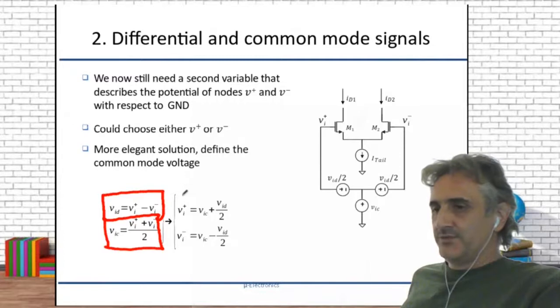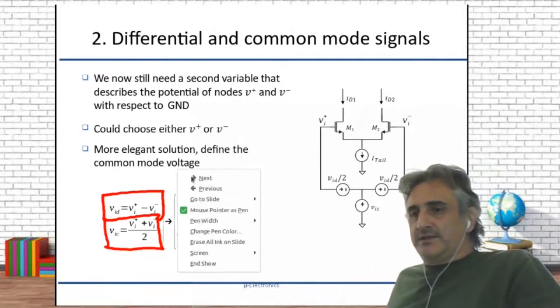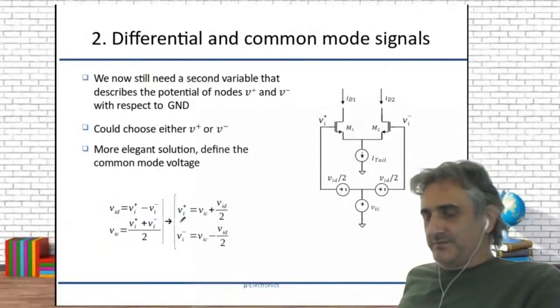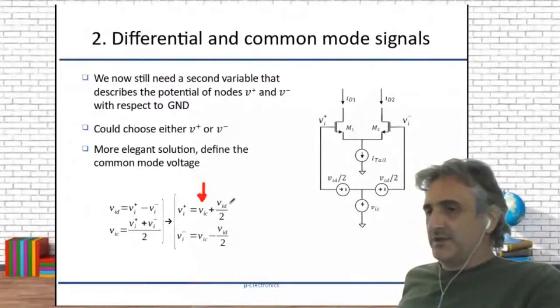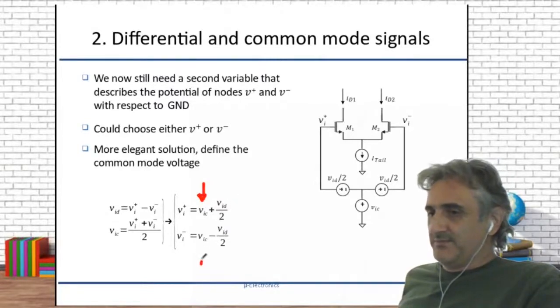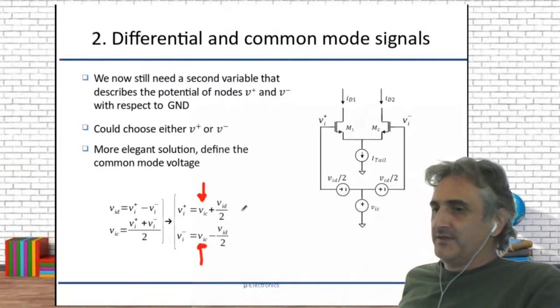We are looking for a more elegant solution, which is defining the common mode voltage. What's the common mode voltage? We define the common mode voltage as this, the average of the inputs. And the differential is just the difference between the inputs. Using these two definitions, it's very easy to see that the input V plus equals the common mode voltage plus 1/2 of the differential voltage. V minus is the same level of reference, which is the common mode, minus 1/2 of the differential voltage.